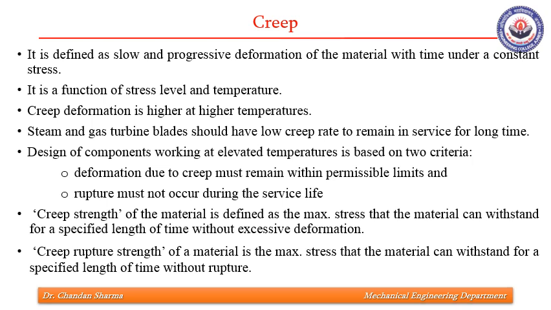Let us try to understand one more important property, that is called creep. We have often seen that if we hang a steel wire between 2 points, after a certain point of time it gets deformed. That is basically due to the property of creep. It is defined as slow and progressive deformation of the material with time under constant stress. It is a function of stress level and temperature. If we increase the temperature, the creep deformation is higher.